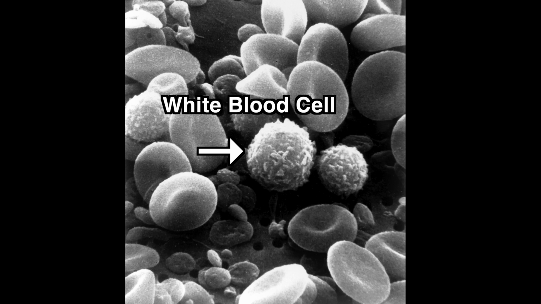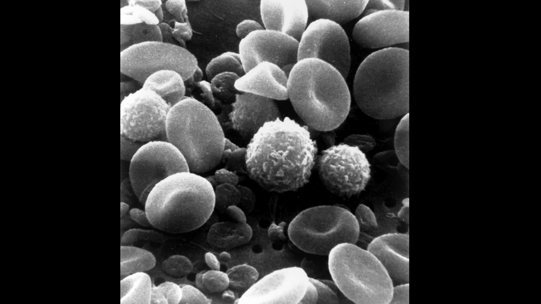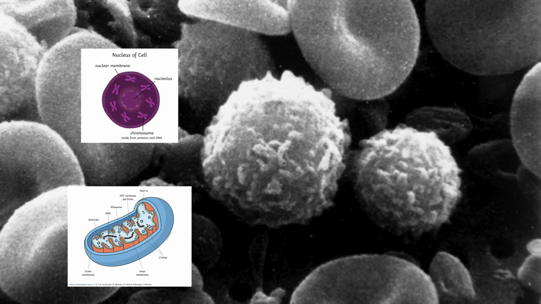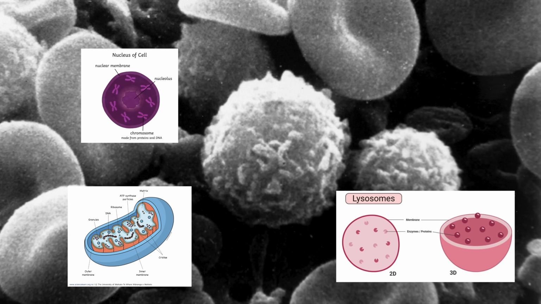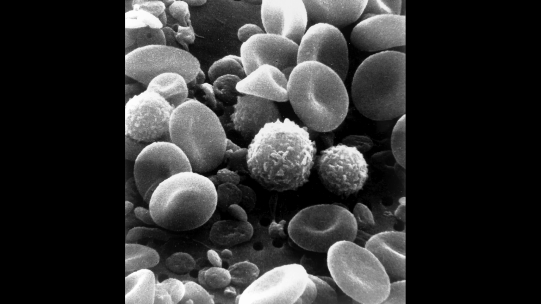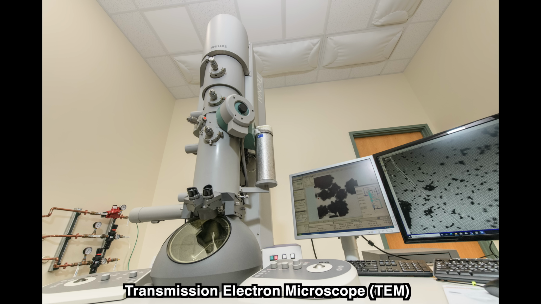Here is a secondary electron image of a white blood cell. We can see the outer surface clearly, but we don't get a direct view of the organelles inside. In order to see internal structures like nuclei, mitochondria, and internal membranes, we need to look at more than just the cell's surface. A secondary electron image isn't going to cut it here. So what do we do? Well, this is where the transmission electron microscope comes in.